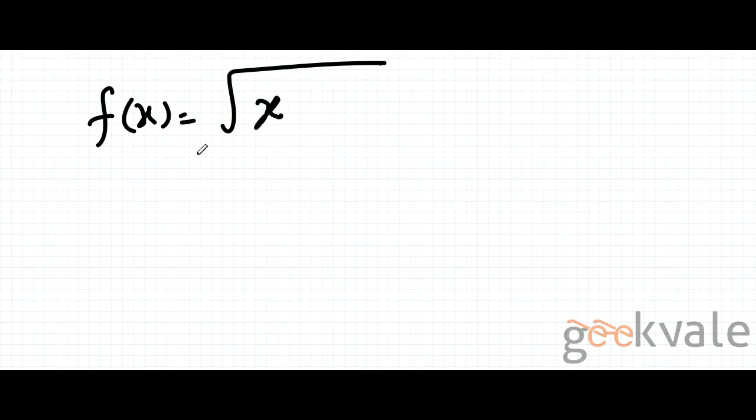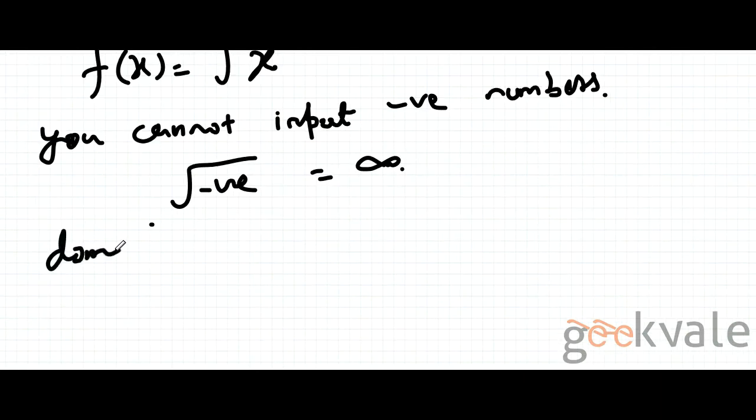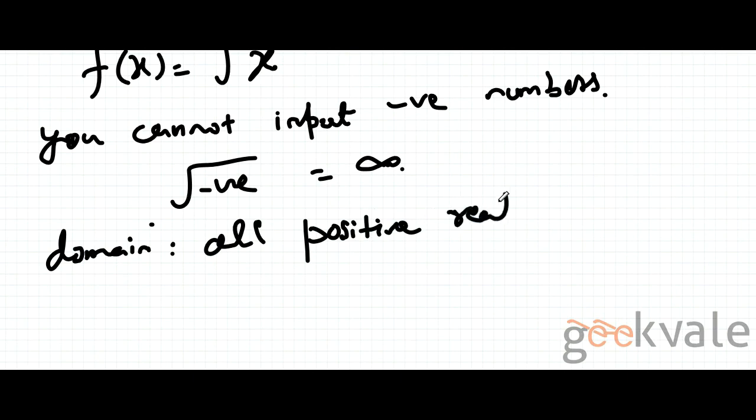Okay, and let's look at another example. f of x equals square root of x. Now you know that when we are working with a square root, you cannot input negative numbers because the square root of a negative results in undefined. So the domain of that function will be all positive real numbers, and when we say positive, we're going to also include 0 here as well.